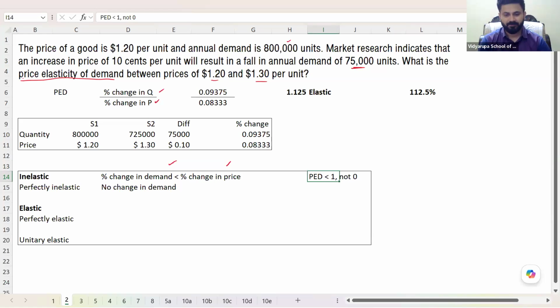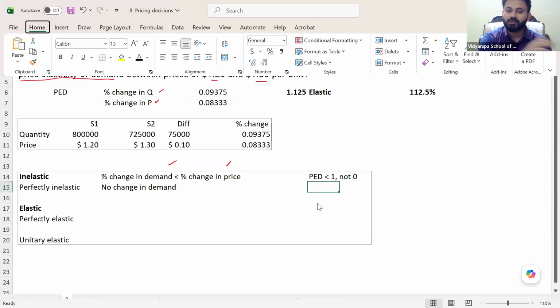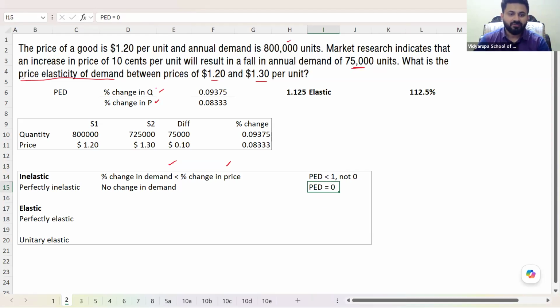My bad. That's inelastic. But if you see a case where the demand is not changing at all, demand is not moving at all, that is a case of a perfectly inelastic situation where the PED value will be 0. Why? Change in demand will not happen. Demand is not changing. So the numerator will be 0. In a ratio, if the numerator is 0, then the value will give you 0.